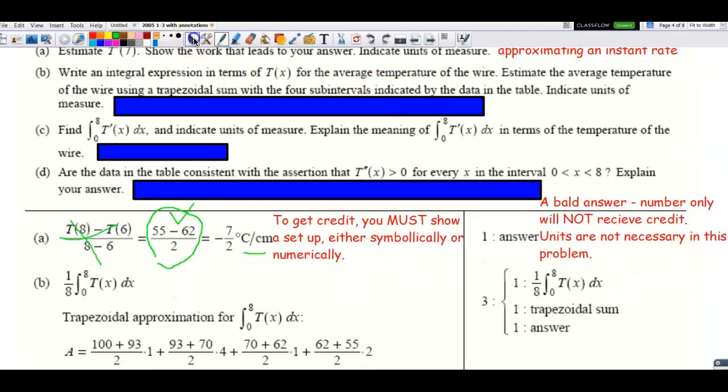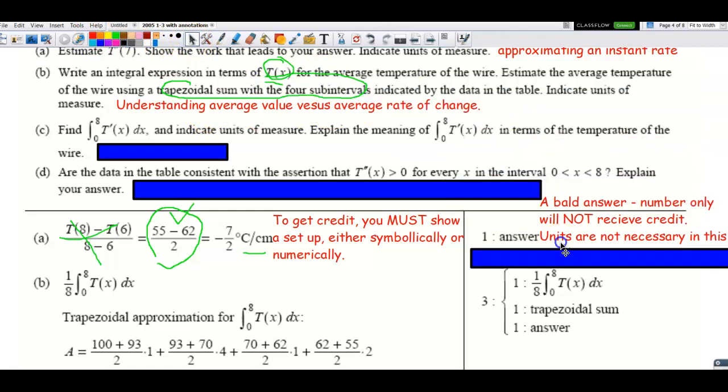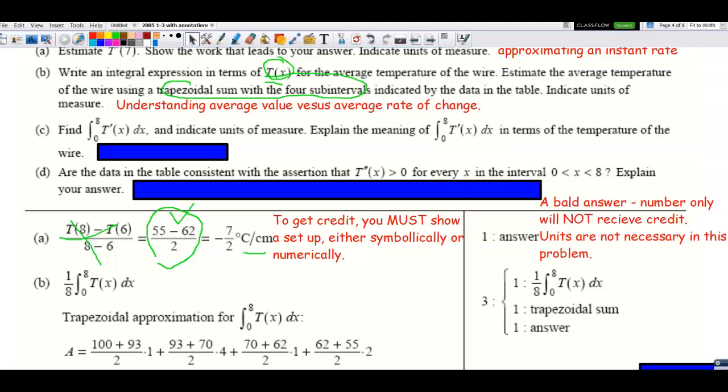In letter B, very direct, write an integral expression in terms of T of x. That means you need to be using T of x for the average temperature. We're going to say average value of the temperature of the wire, meaning average value of T of x. Estimate the average value of the wire using a trapezoidal sum with 4 subintervals. So there's several things. We're going to start with writing our integral. This is assessing your understanding of average value versus average rate of change. And we said we were going to do the average value.